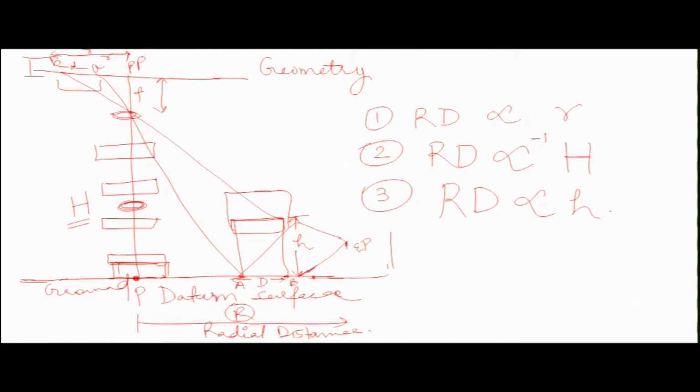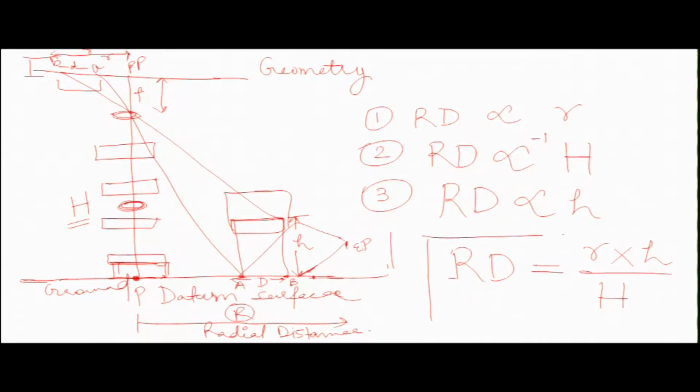So from this understanding, we can now express our relief displacement formula as relief displacement is equal to small r, that is radial distance, and h divided by capital H. Okay.